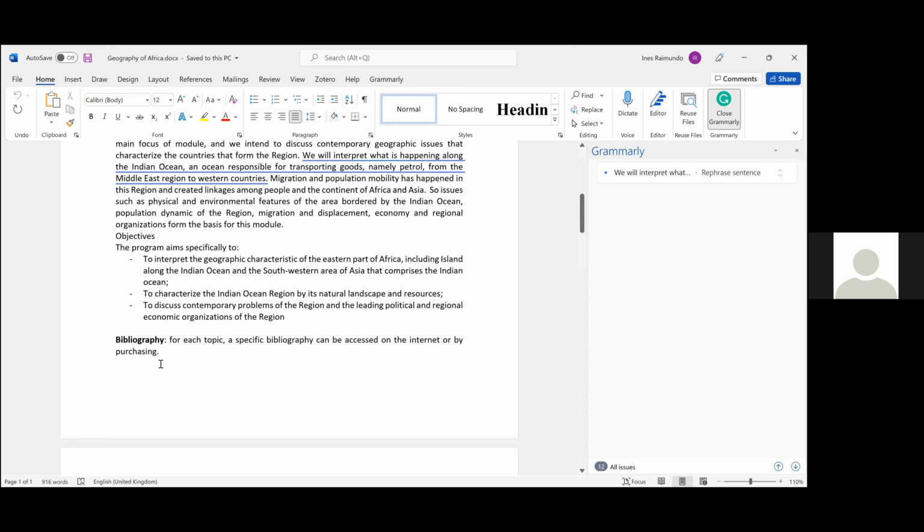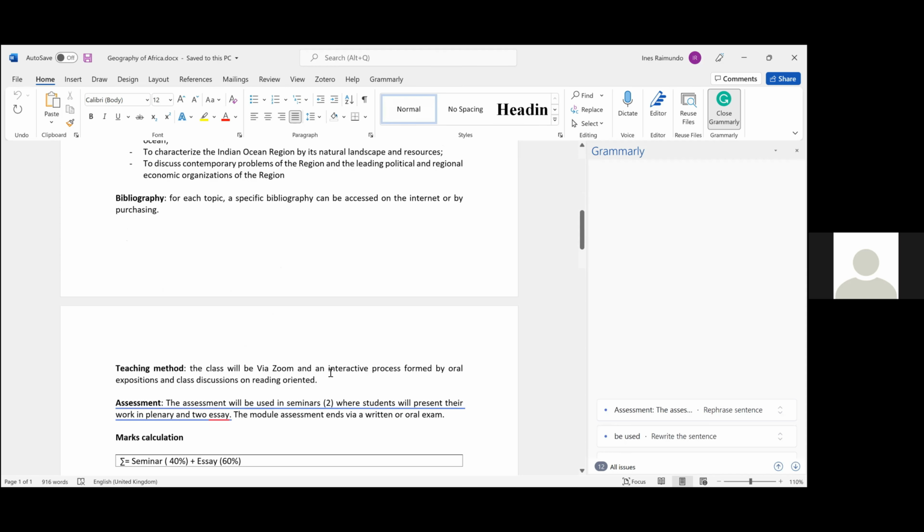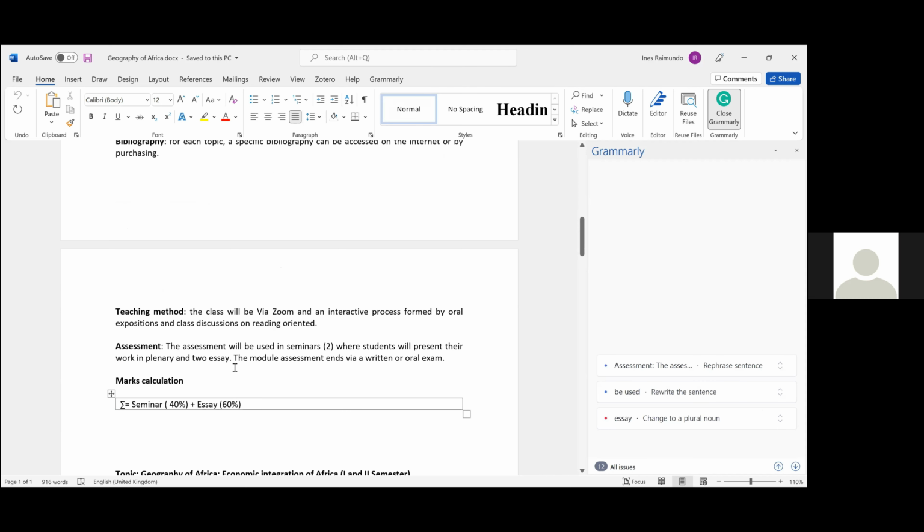In terms of teaching method, the class will be via Zoom, an interactive process formed by oral expositions and class discussions oriented on readings. Assessment: of course, we expect that you will be evaluated in this module. The assessment will be based on seminars, where students will present their work in plenary, and 2 essays. The module assessment ends with a written or oral exam.